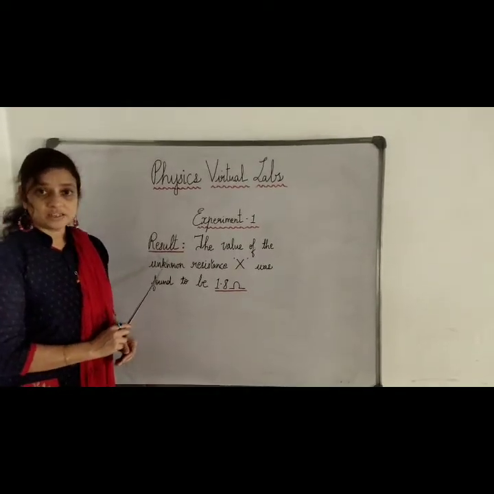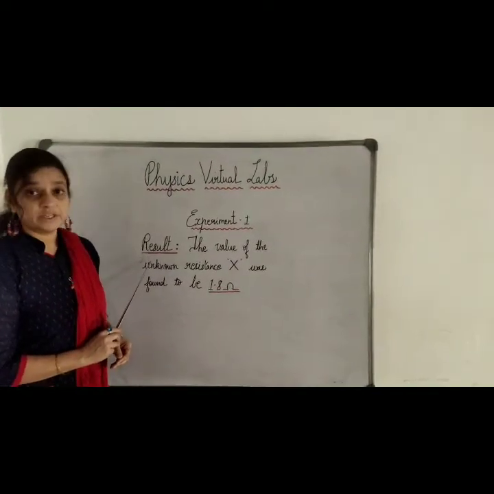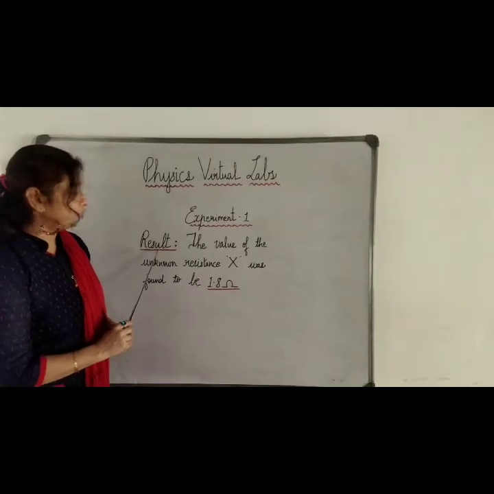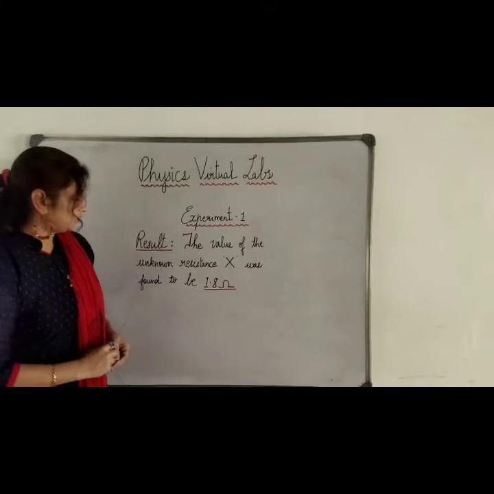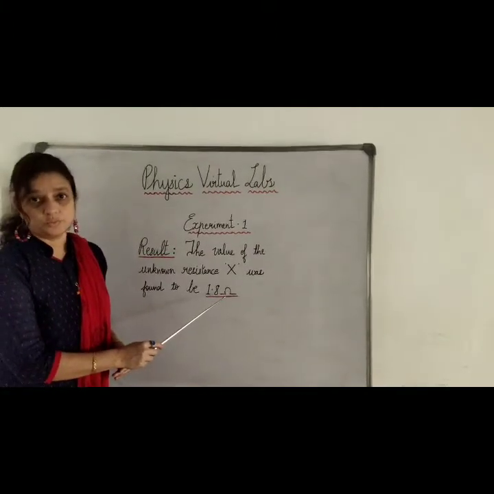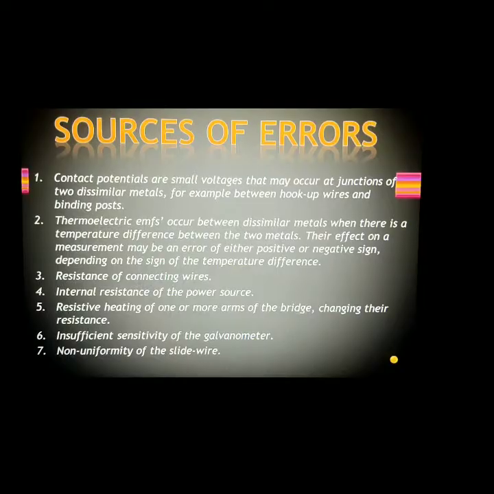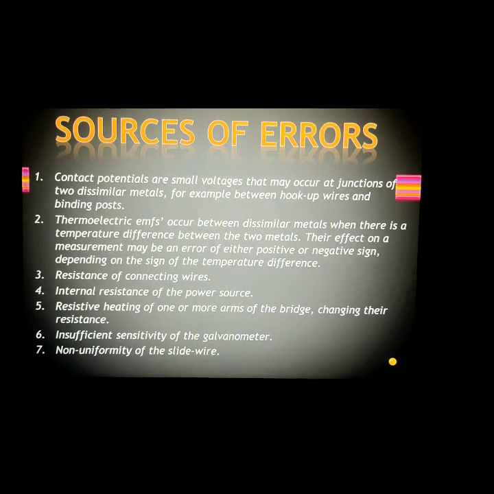Now the result, the last part of the experiment, but the very important part, you need to note the result. The value of the unknown resistance X was found to be 1.8 ohm. We will run through the sources of errors.